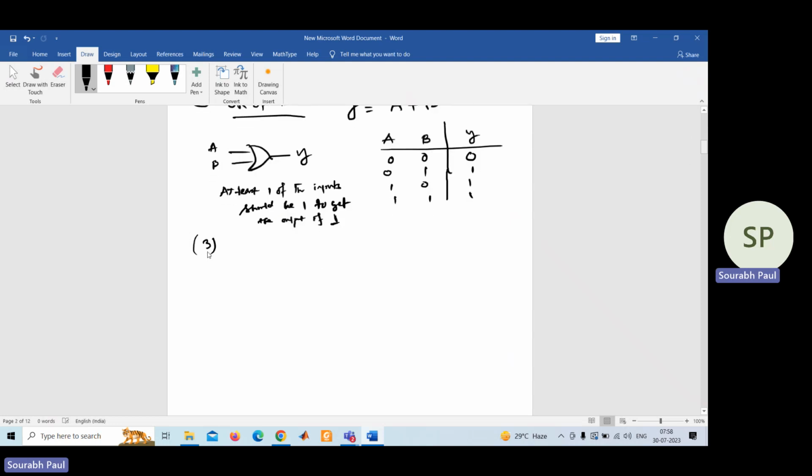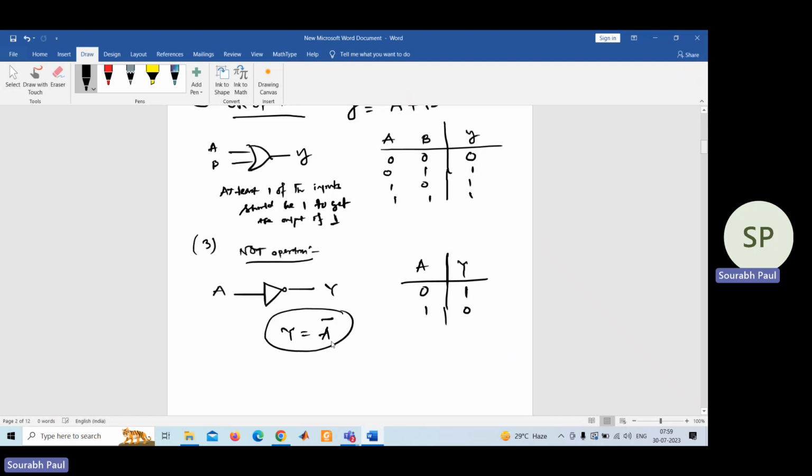Now, the third one is NOT operation. This is a very simple one, where you need to use NOT gate. And what is the symbol of NOT gate? All of you know. If you have input A and your output is Y, in this case you have only one input and only one output. So NOT operation is a very simple operation. If you give 0, you will get 1. If you give 1, you will get 0. And this is given as Y equal to A bar. This is the Boolean expression given for NOT operation.